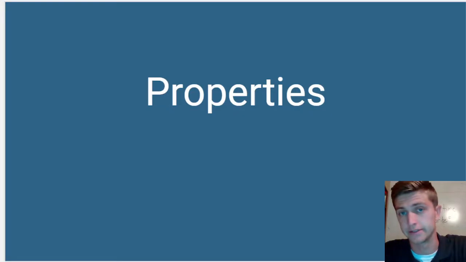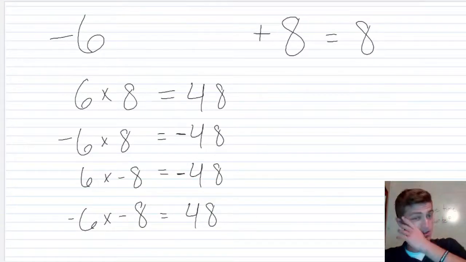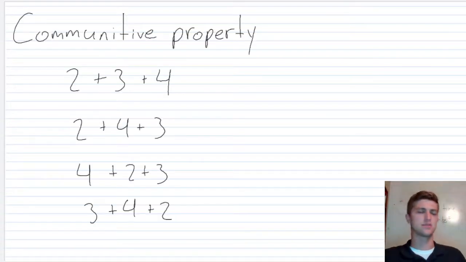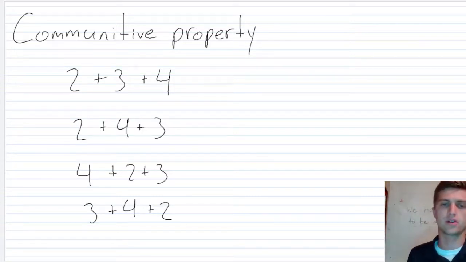Oh, properties. All right. 3 basic properties that are very helpful with math and such. Number 1, commutative property. The commutative property tells us that as long as everything is addition, we can rearrange the order, and it's all going to be the same answer.